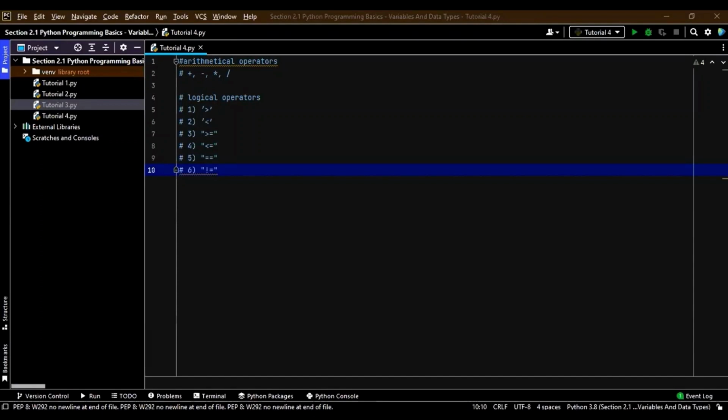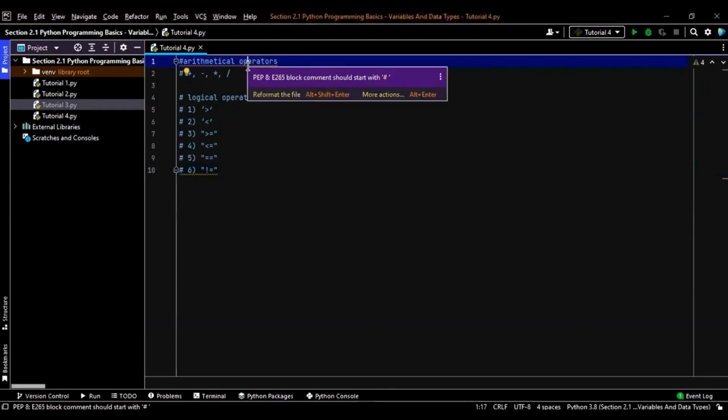Operators are of different types: plus, minus, multiplication, division. These are examples of the mathematical operators. These are also known as arithmetical operators, and these are mostly used for calculations. Now, it's not just that.